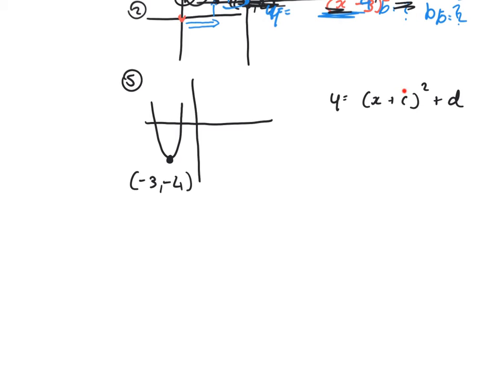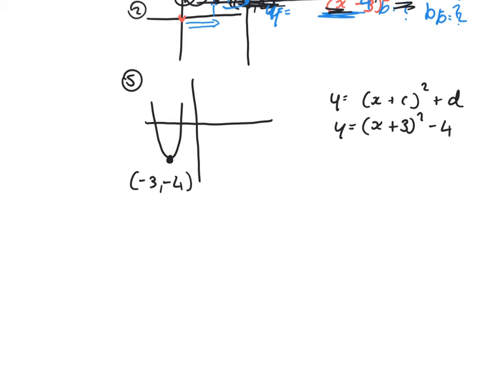But the important thing is this time c is the horizontal shift and d is the vertical shift. So if we start at the origin, the horizontal shift is 3 in the negative direction, so that will be plus 3. And it's 4 in the negative direction, so 4 down, minus 4.